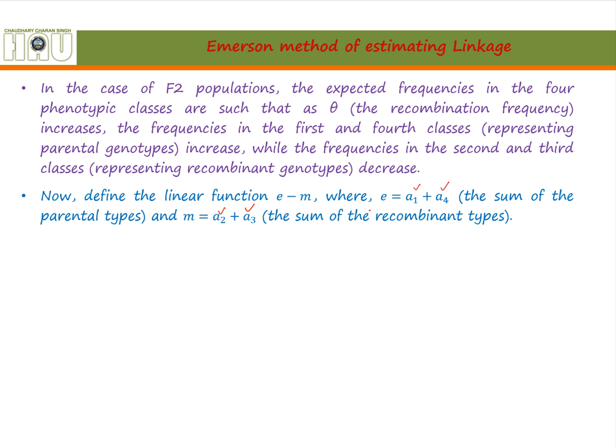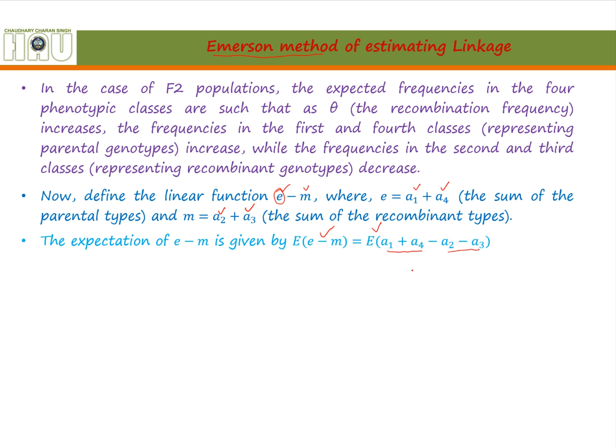So I will explain one more method, which is known as the Emerson method of estimating linkage. In this case, we will find a linear function E minus M, where E consists of the sum of parental types and M consists of the sum of recombinant types. And then we will find its expectation. The expectation of E minus M is given by the expected value of E minus M. So the value of E minus M is A1 plus A4 minus A2 minus A3.